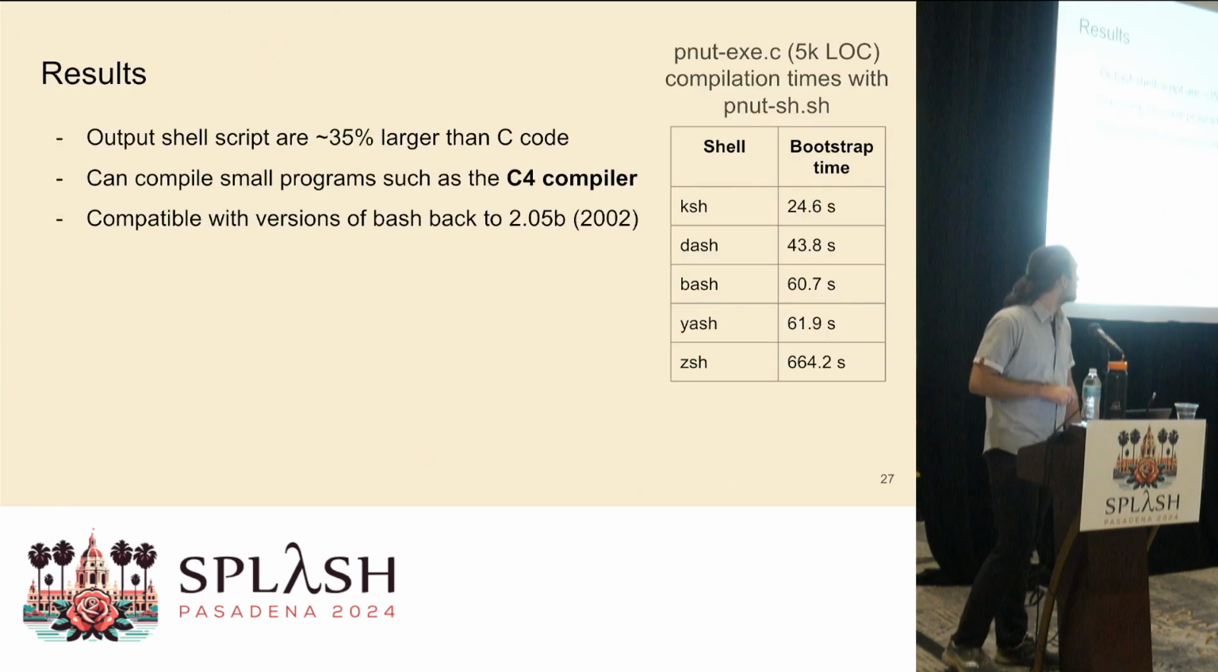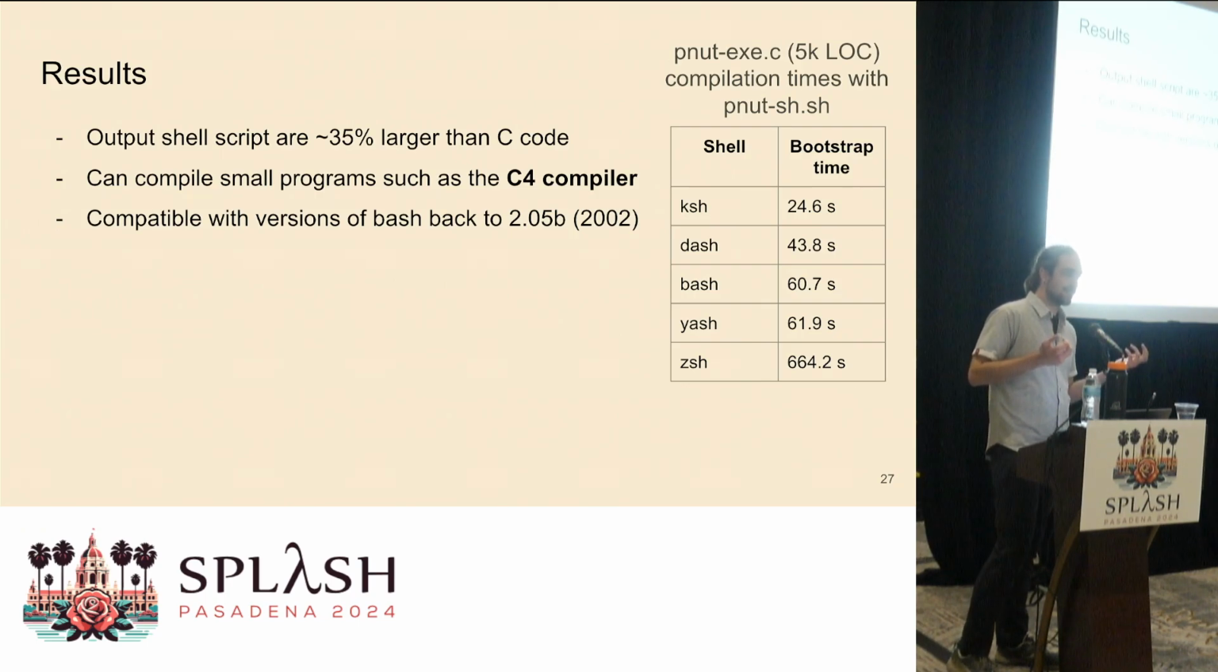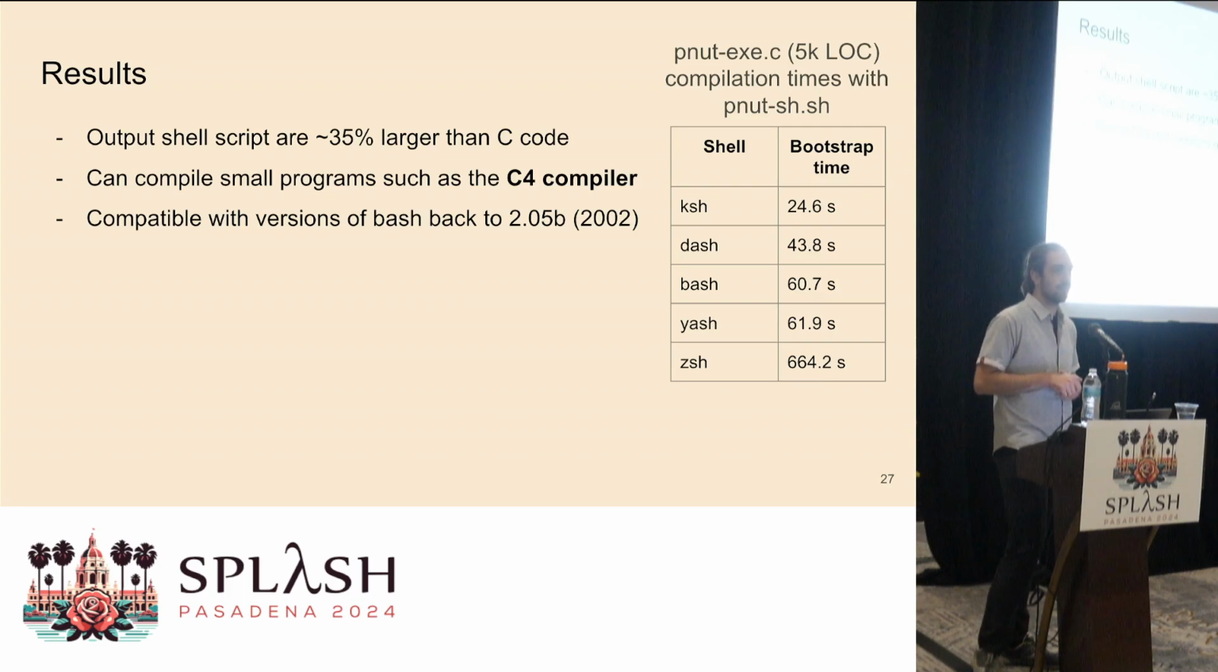And then more results. As a rough measure of readability, we can compare the C source code size to the shell source code size, and it's about 35% larger, so not too different. And that includes hard-coded runtime functions. So in practice, the difference is even smaller.